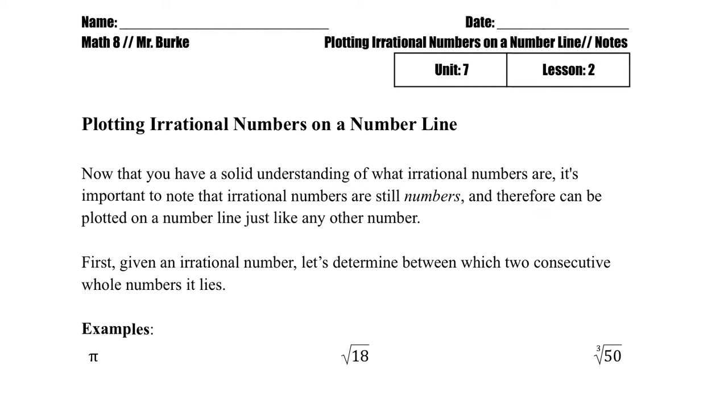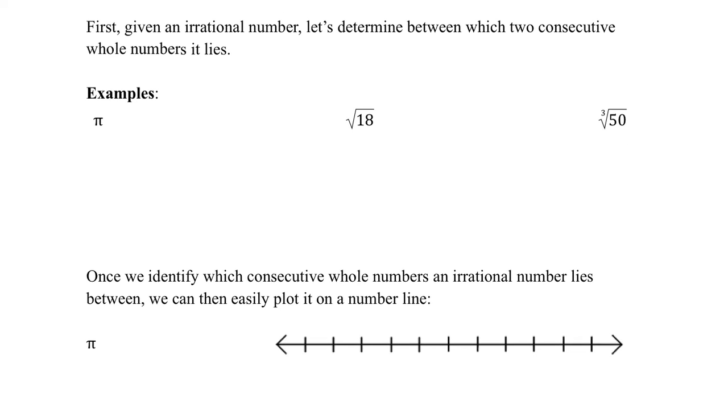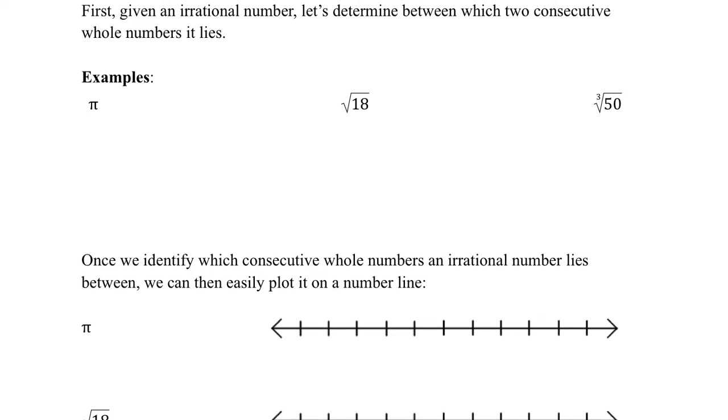Okay, so now that we know what irrational numbers are and we're able to locate them and identify them, now let's actually do a little bit more with them. So the first thing we're going to do is determine, if I give you an irrational number, you should be able to tell me between which two consecutive whole numbers it lies. So there's a lot of vocabulary there.